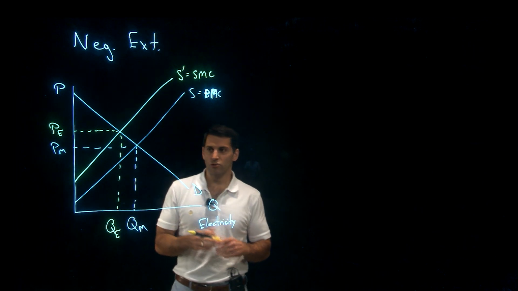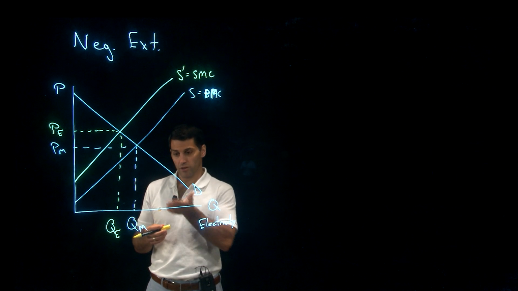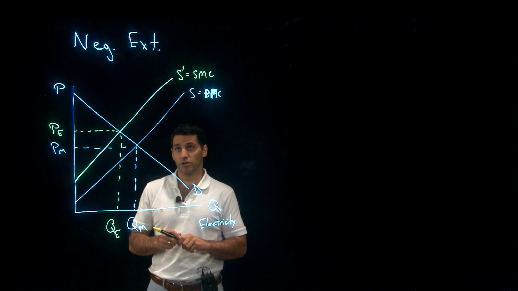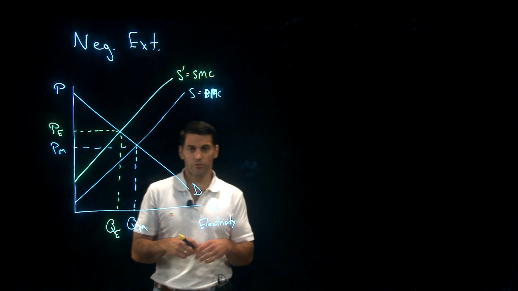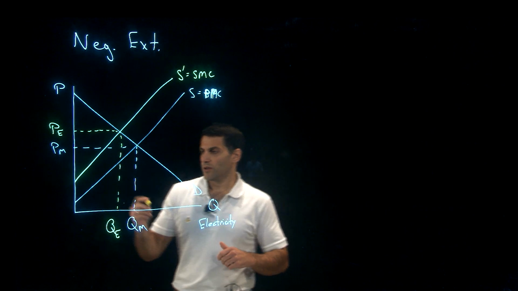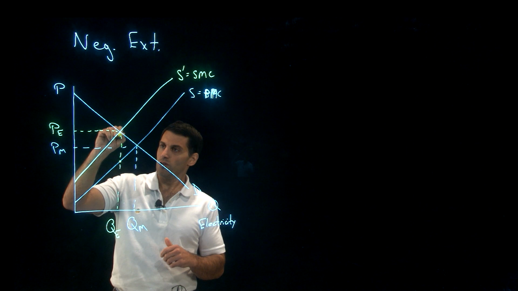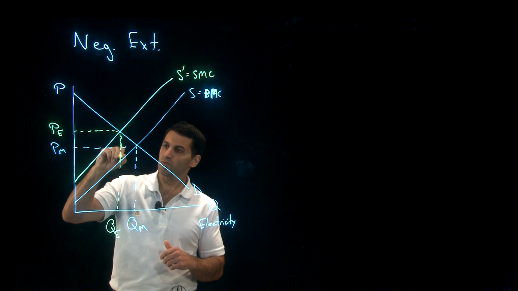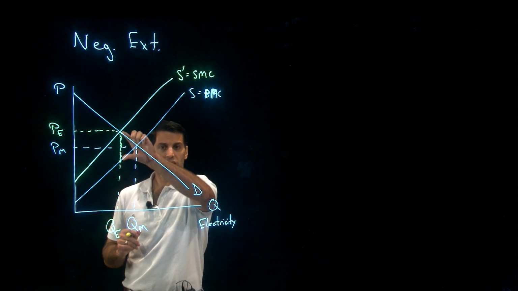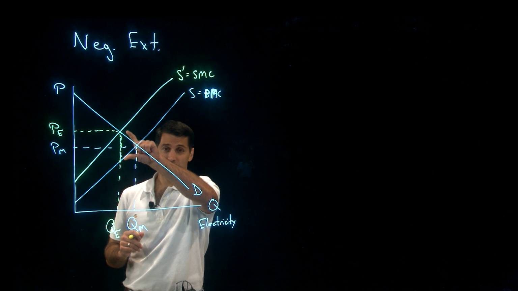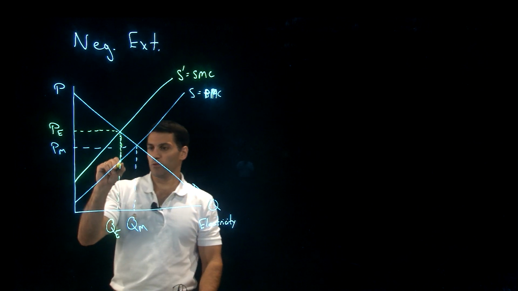So how could we address this issue through government in order to get to quantity QE? Well, here we can use what we call a Pigouvian tax, and this is named after Arthur Pigou, who came up with the idea. As I mentioned in the previous video, if you look at this vertical distance between the two supply curves, what's making up that distance? Well, that's the value of the externality.